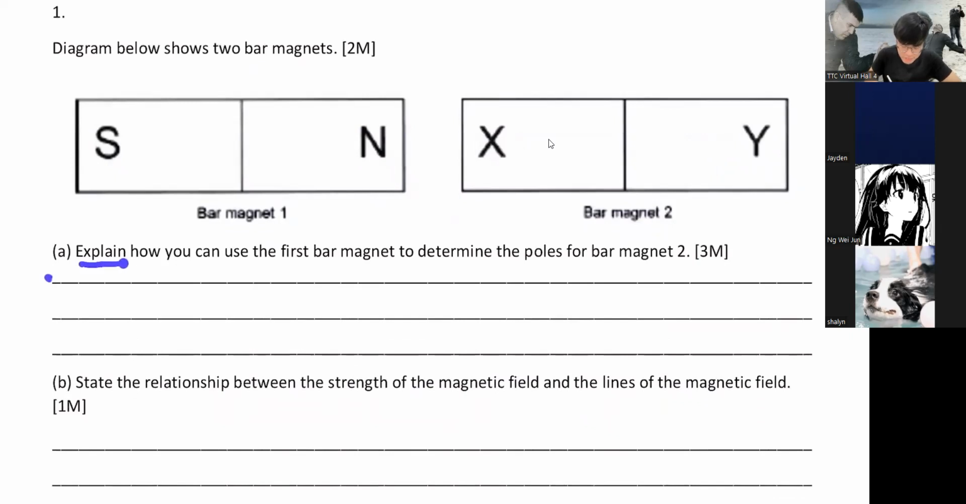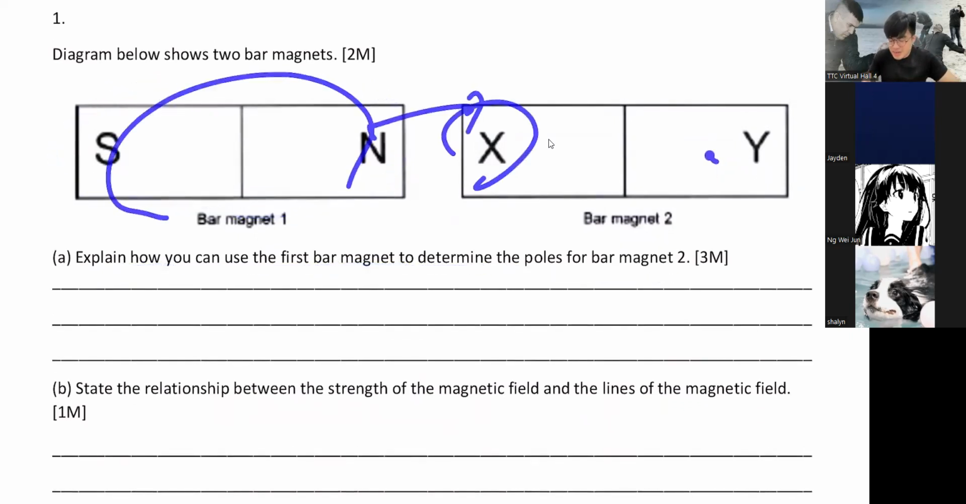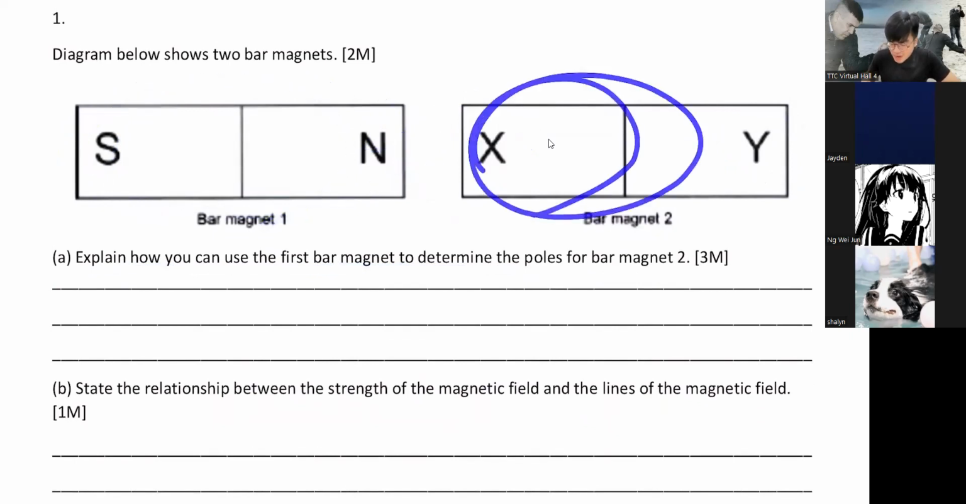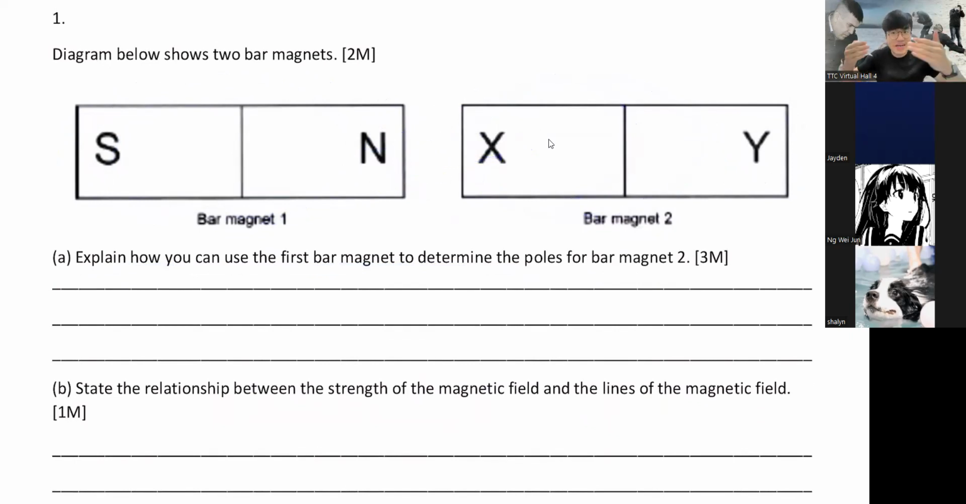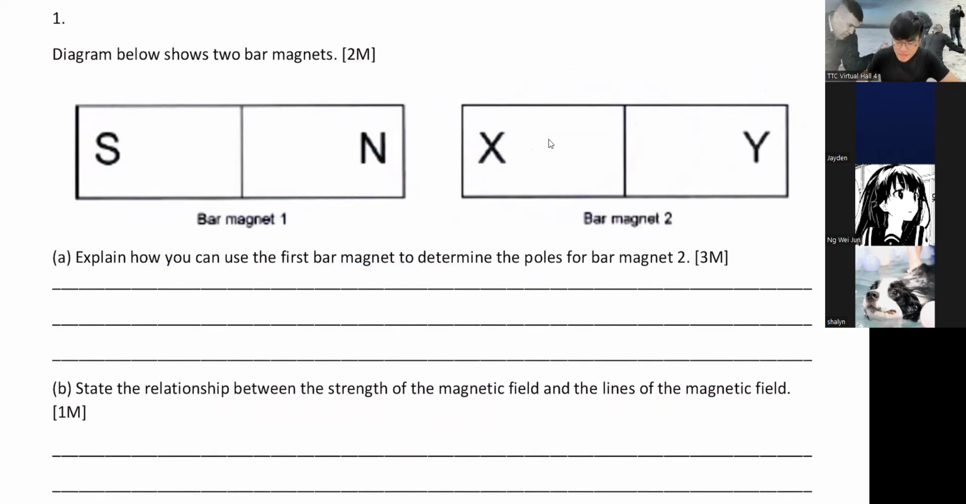A: explain how you can use the first bar magnet to determine the poles of the second bar magnet. How do you use this to find out which is north and south? Very easy. You just put this magnet near here. If this bar is pulled towards here, if they attract, this is definitely S, south. And if this is S, this is definitely north. If they repel, if they bounce off, this part will definitely be north, because north and north repel, and then the opposite is definitely south.